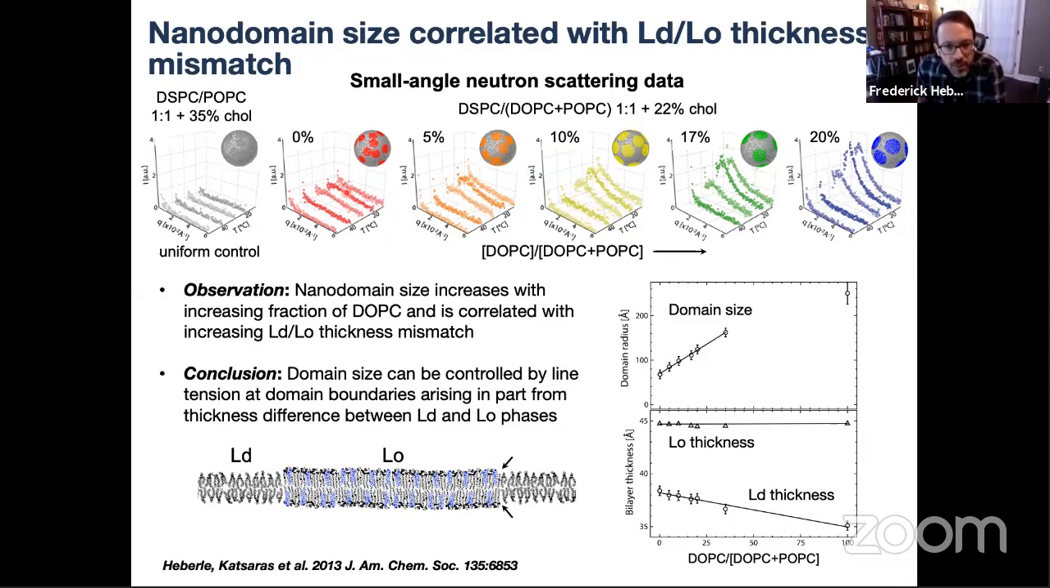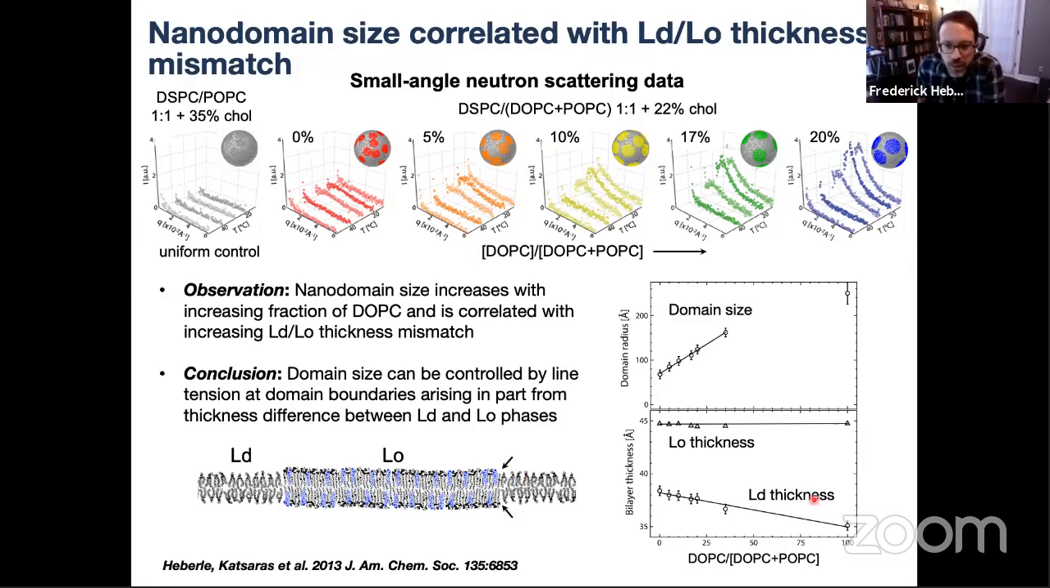And in the SANS study, we found that the ratio of these 2 lipids can be used to tune the size of these domains in large unilamellar vesicles. And we were able to correlate the change in the domain size with a change in the thickness differences between the LD and the LO phases, which we also measured with SANS. So we found anywhere from a 6 angstrom to a 10 angstrom difference, depending on the ratio of POPC and DOPC. The greater the thickness difference, the larger the domains. So our conclusion is that the domain size is influenced by line tension at domain boundaries that in part arises from this thickness difference between the 2 phases.